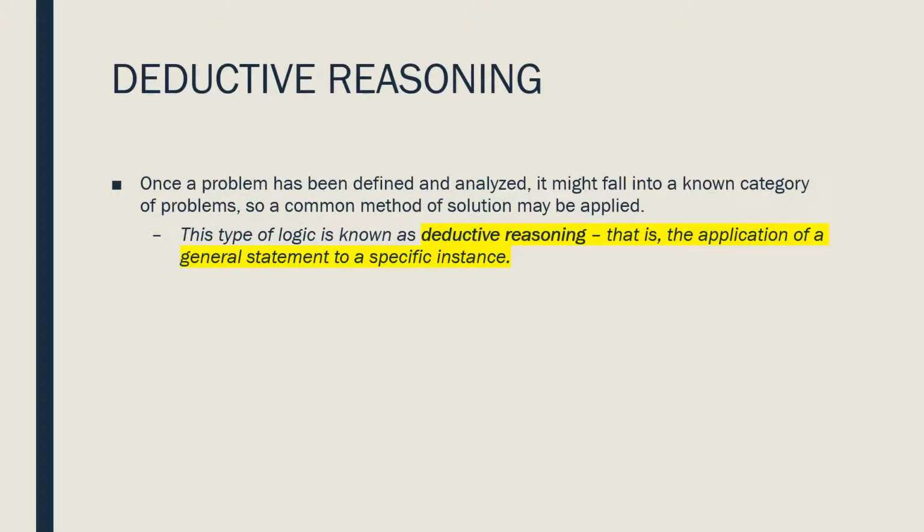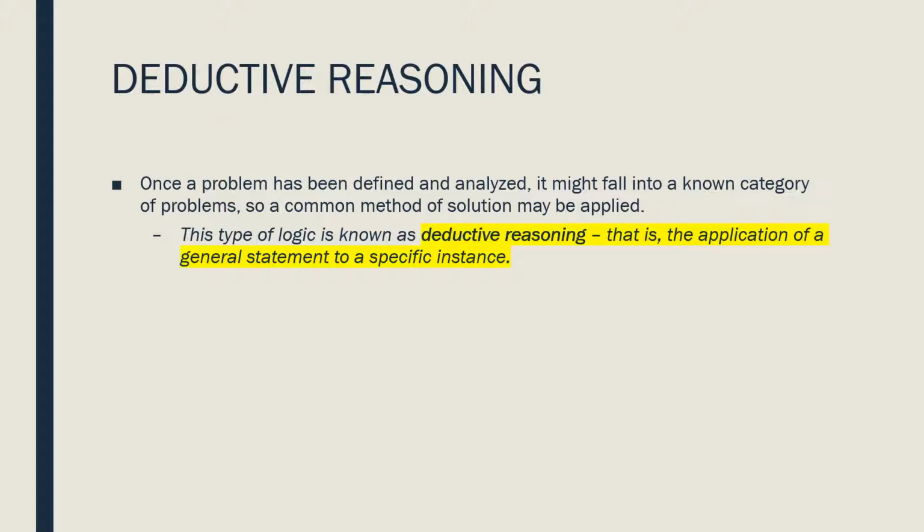We're going to look at two different types of reasoning in this section. The first type of reasoning is called deductive reasoning, and the second type of reasoning is called inductive reasoning. So we're going to talk a little bit more about deductive reasoning first.